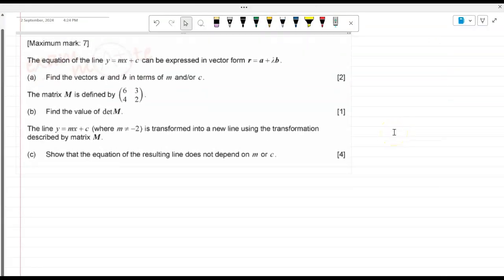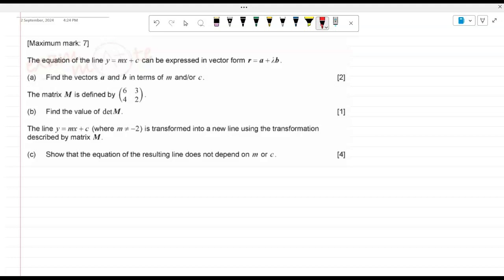So what is there in this case is the following. This is an IB sum. The equation is expressed in this form: y is equal to mx plus c is expressed as r is equal to a plus lambda b.